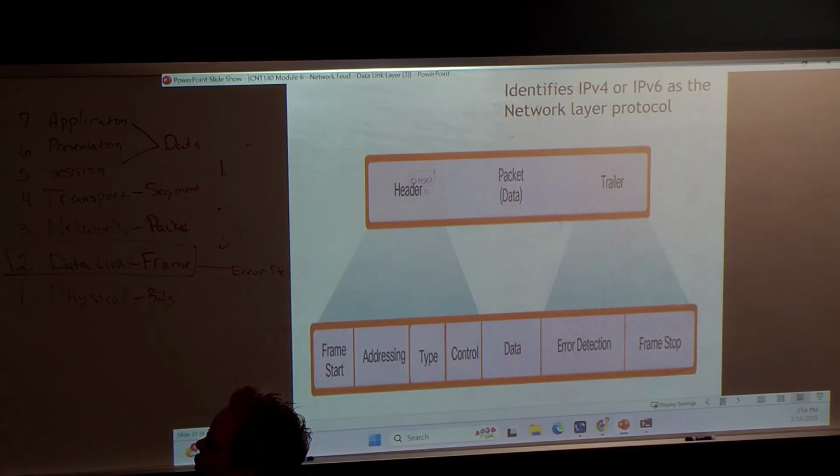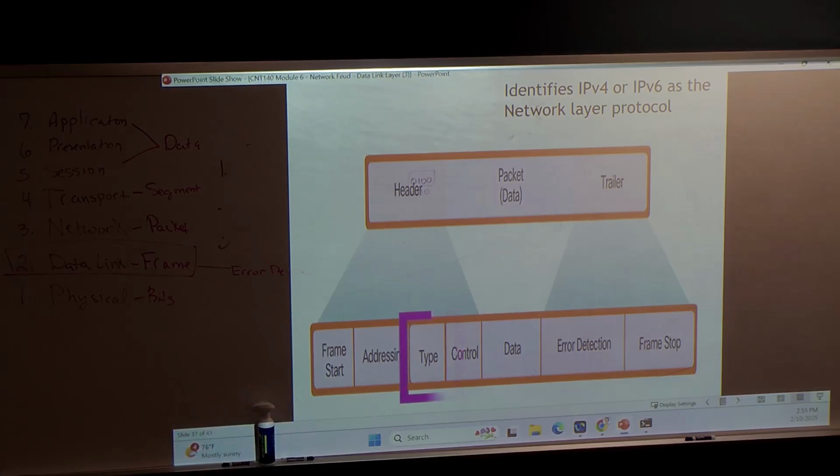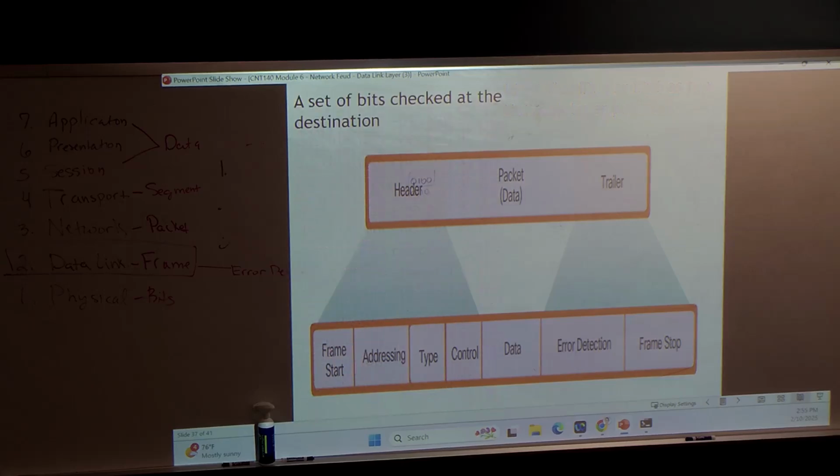Identifies IPv4 or IPv6 as the network layer protocol. Which section? The type, exactly right. Okay, Ty, you get the next one. A set of bits checked at the destination. The actual specific segment. Error detection. Okay, Nicolo, you're next. Flags to indicate the beginning of a frame. The frame start, exactly right.